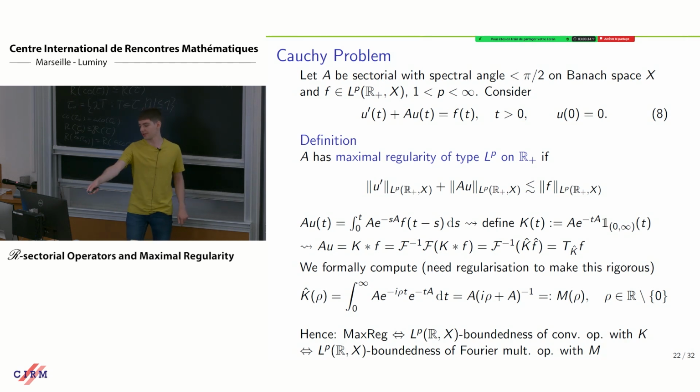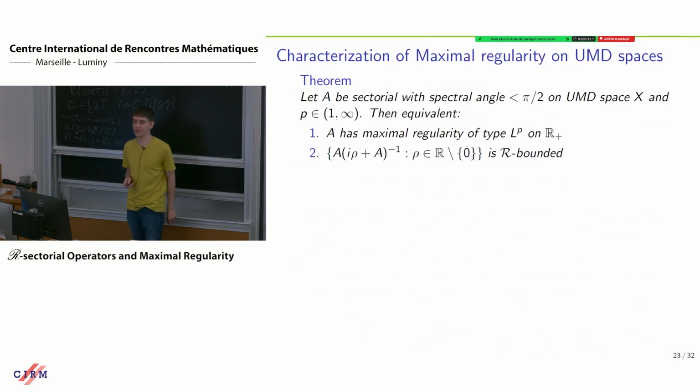So we want to show that this m is a multiplier, and we have seen it is uniformly bounded due to sectoriality, but as we have seen in the Mikhlin theorem, we do not only need boundedness in the operator norm, but we need R-boundedness. And this leads us to the following theorem, which gives us a characterization of maximal regularity on UMD spaces.